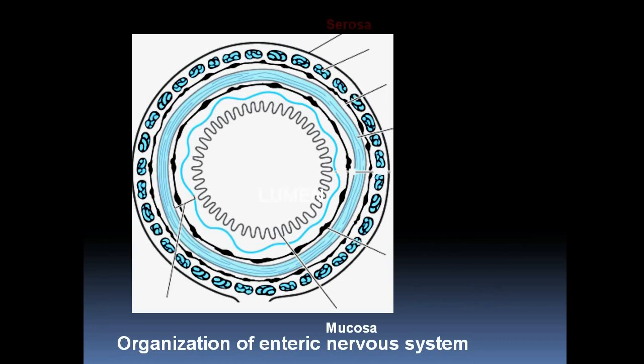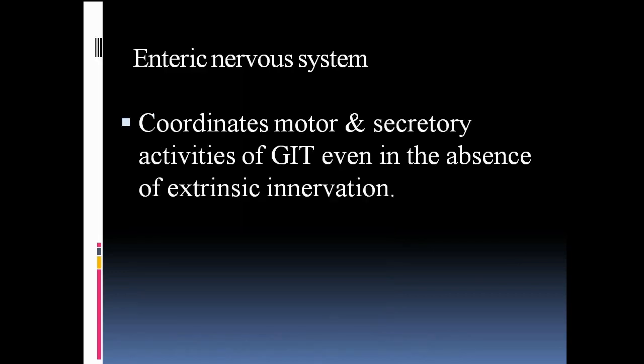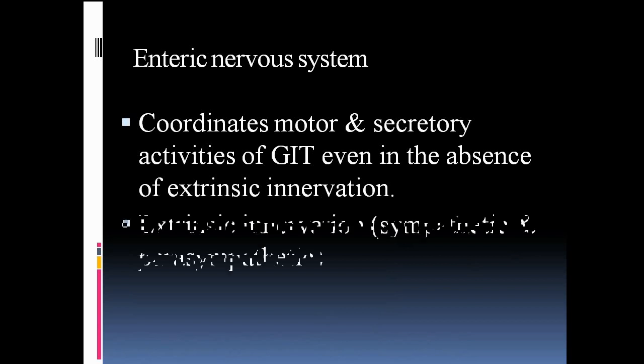Now, looking in detail, this diagram shows us the different layers of the GI tract, respectively mucosa, submucosa with its plexus, muscle and outer layer. The enteric nervous system coordinates the motor and secretory activities of the GIT even in the absence of extrinsic innervation. This is a very important part.